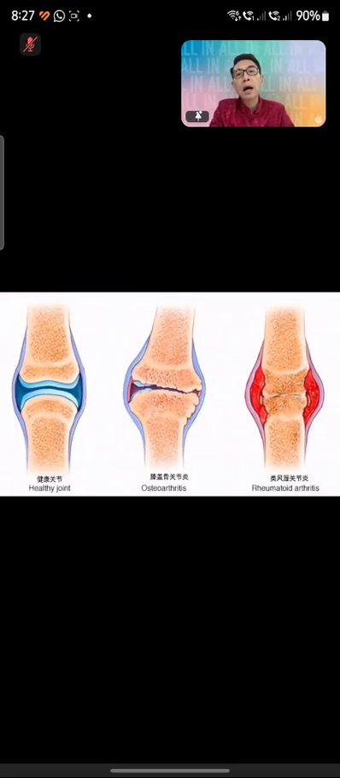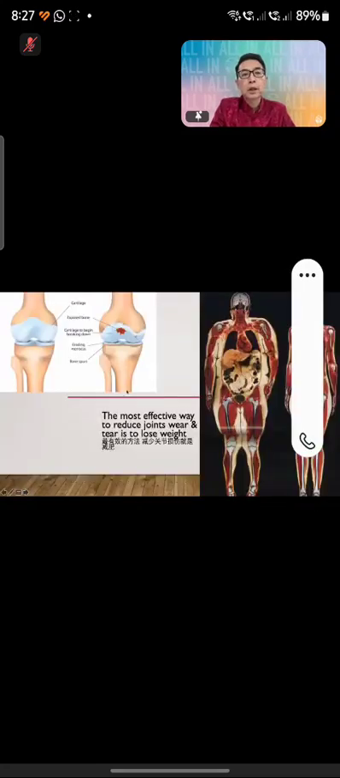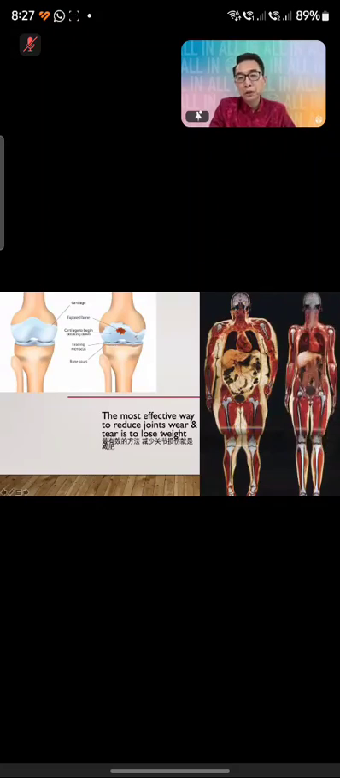But there are two types, okay? Rheumatoid is very often genetic and very often age-related. Osteoarthritis is very often age-related. At the same time, it depends on how you use your kneecap, and how overweight you were in your younger days. All right. So the most effective way to reduce osteoarthritis is basically to lose the weight.